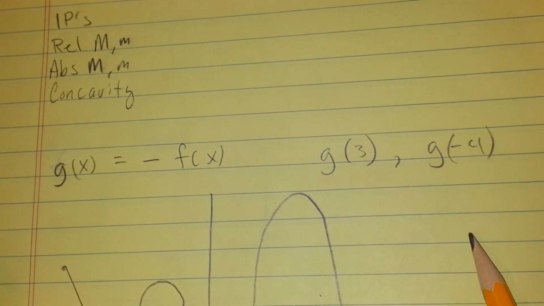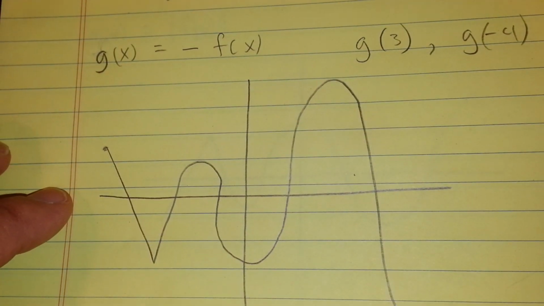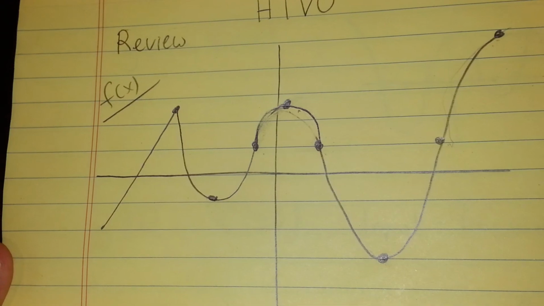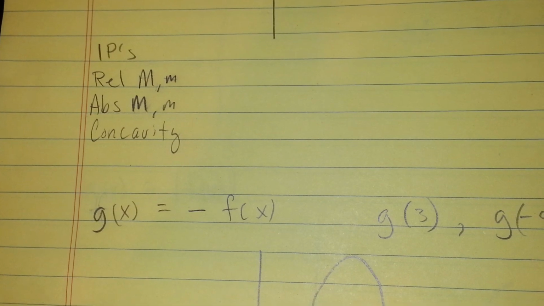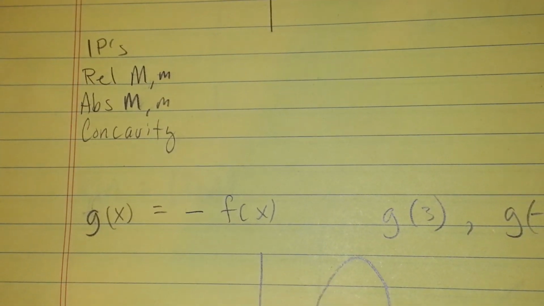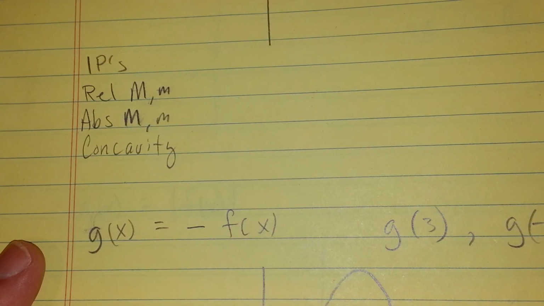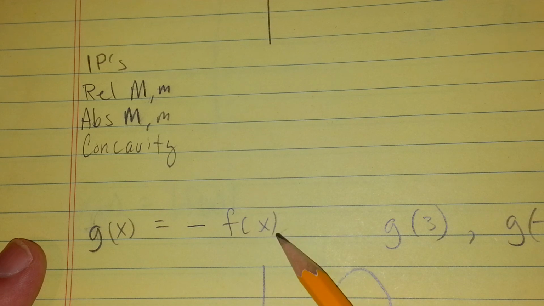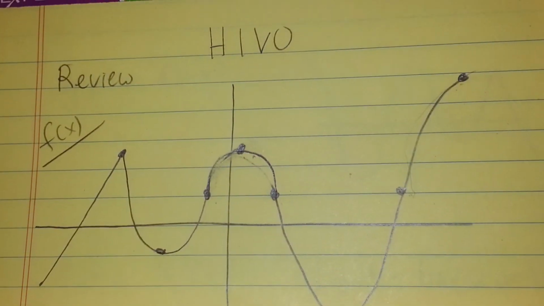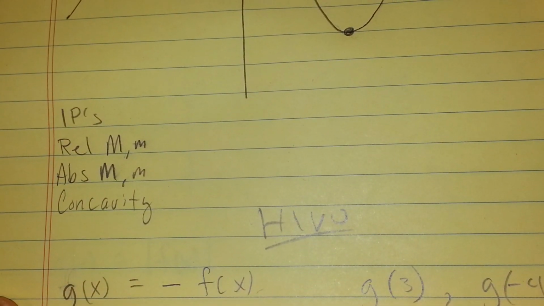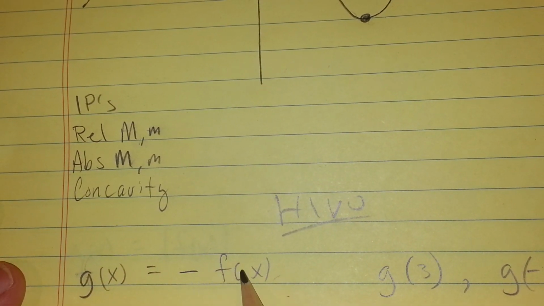All right, now let's talk about some transformations. This graph is f of x. So what would the graph of g of x equal negative f of x look like? What does this negative do? This is outside the function, so remember our acronym, HIVO, which I had written up here, I forgot to show you. Anything that's outside the function is vertical. So this is affecting things vertically.